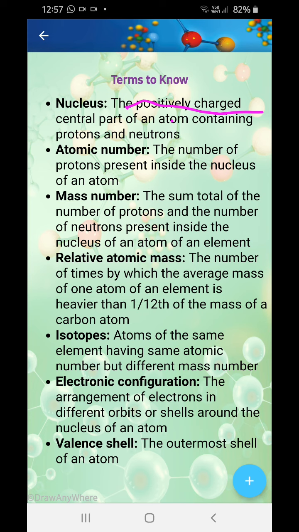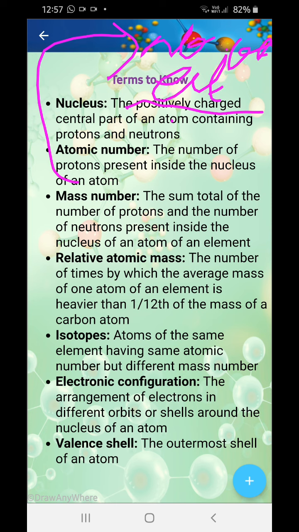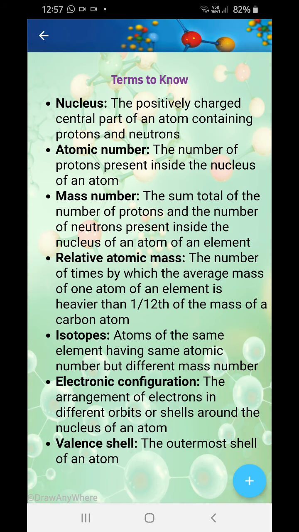And you know the atom is electrically neutral, so the number of protons is also the number of electrons, right? And therefore the atomic number is also the number of electrons.